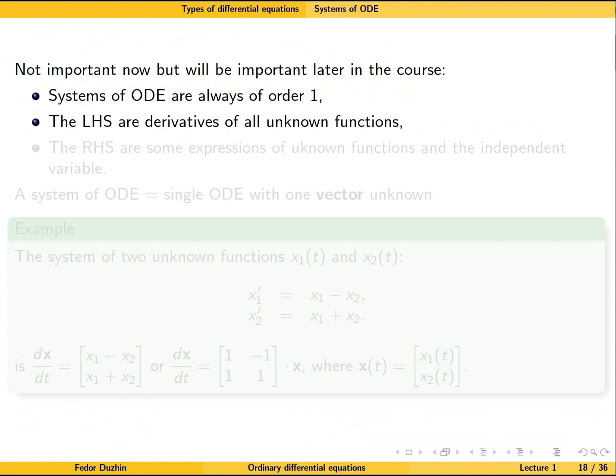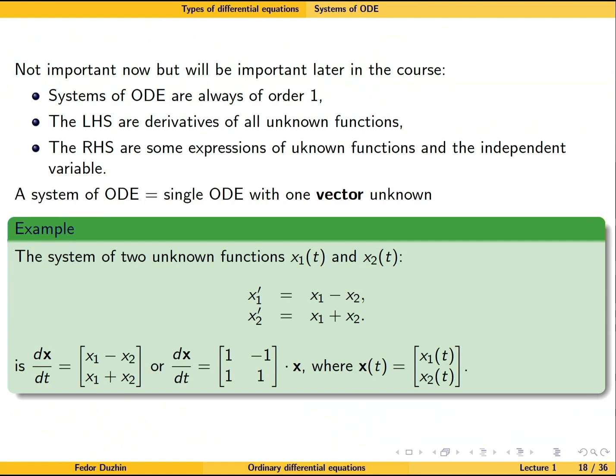So the system of differential equations always looks like this: the left-hand side is just the list of derivatives of all unknown functions, and the right-hand side is some expressions involving the independent variable and the unknown functions. So in other words, we can think of a system of ordinary differential equations as a single ordinary differential equation, but with one vector unknown. Again, it's not important now, but it is going to be important later in the course after the recess week.